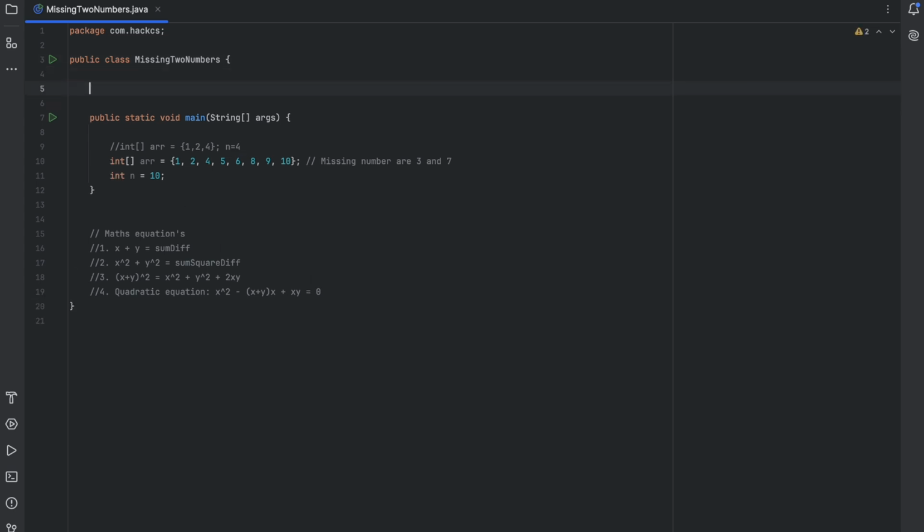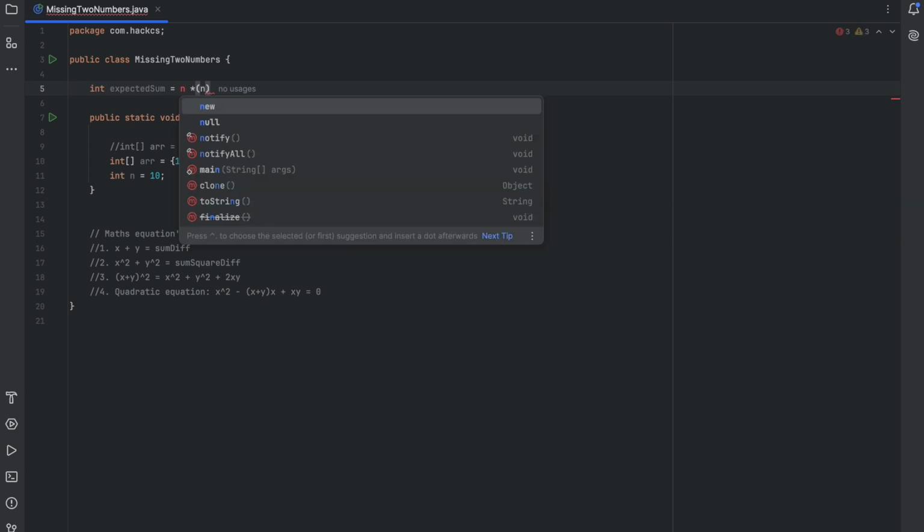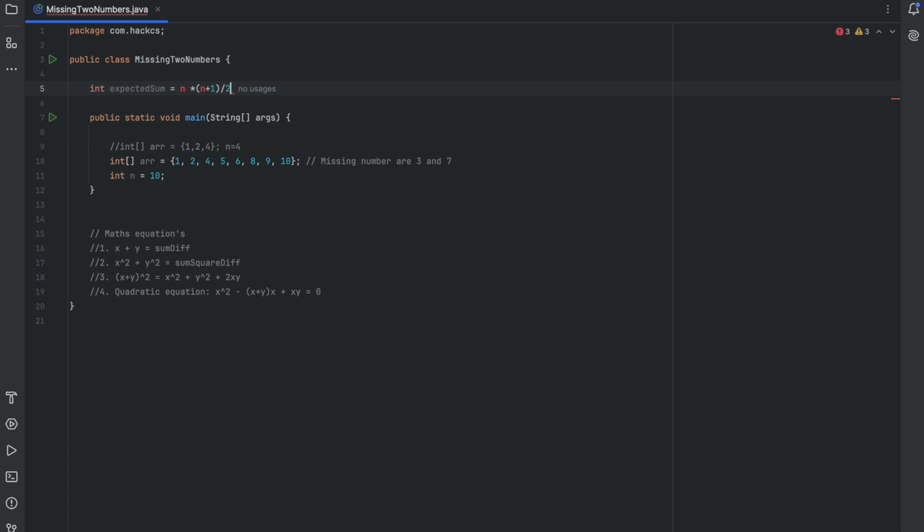How to achieve this? First, we are going to write our logic: expected sum, meaning we need to get the sum of our array. The logic to get the sum is simple: n times (n plus 1) divided by 2. Why are we getting this error? The reason is that we haven't created our method.